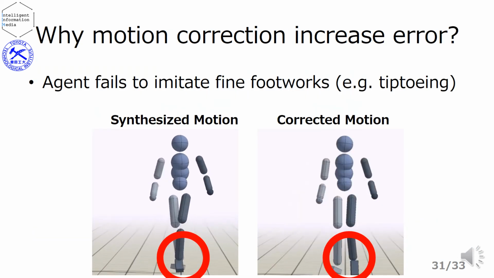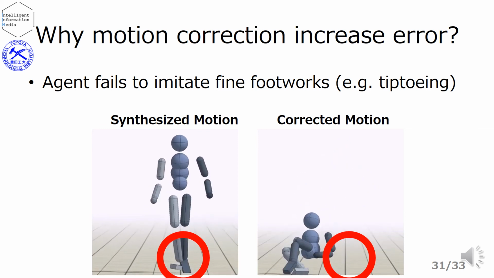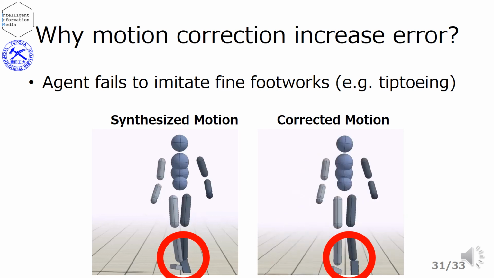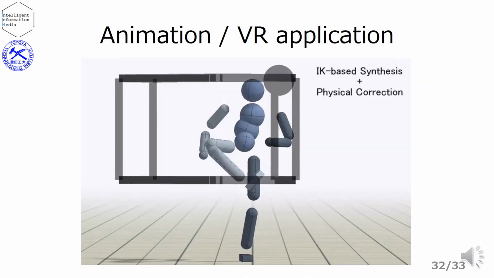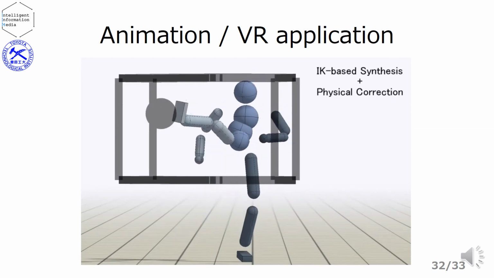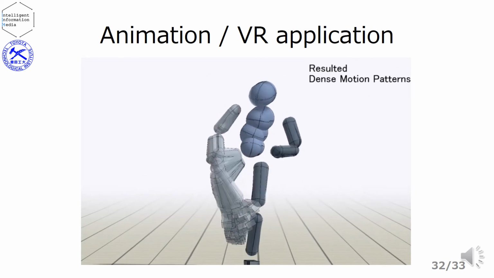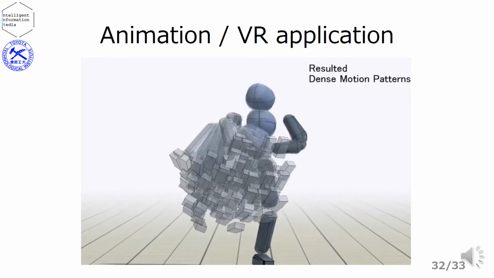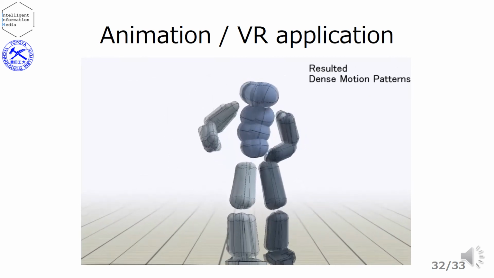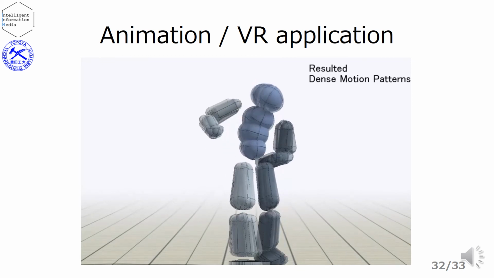Motion correction weakens the data augmentation due to the imitation failure on fine footwork. This example shows a failure on tiptoeing. These motions are automatically removed from training by similarity thresholding. However, most of the corrected motions are realistic and diverse, as shown here. Therefore, motion correction is still applicable to synthesizing physically realistic diverse animations and VR applications.